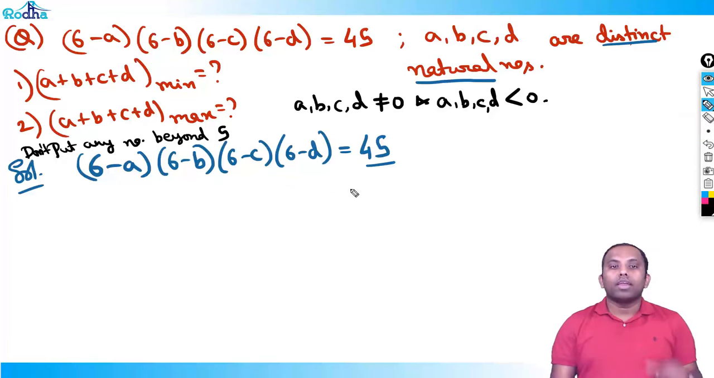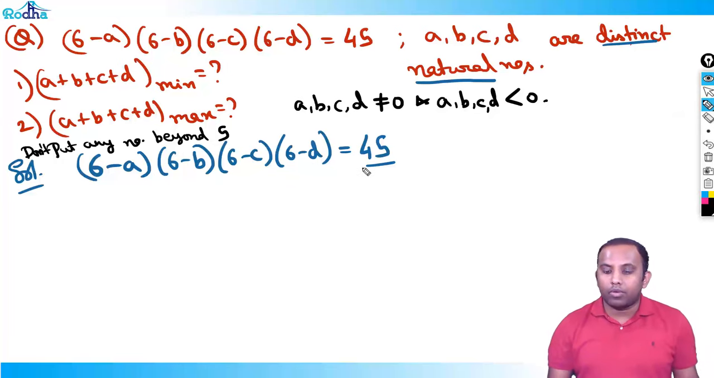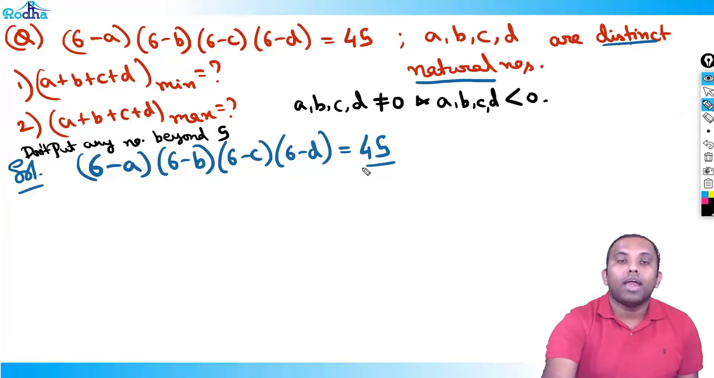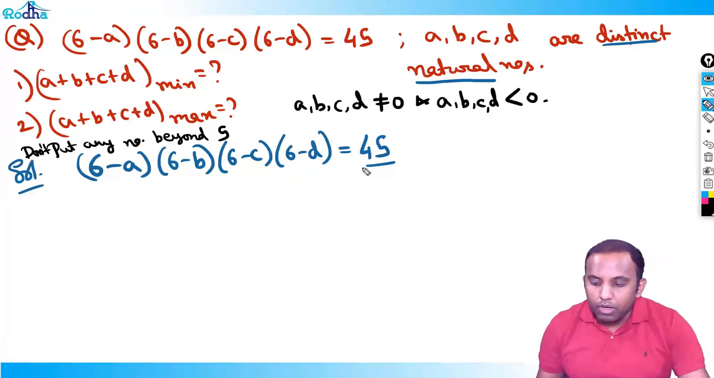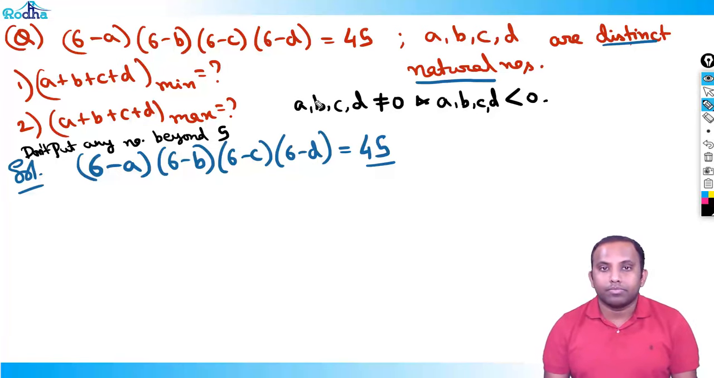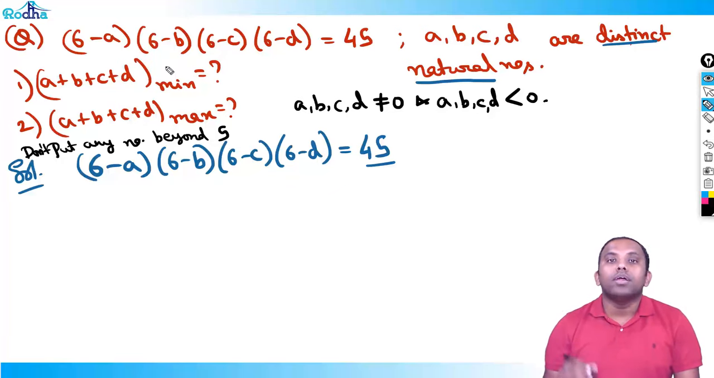Now, for the minimum value, you have to find the minimum value. What is the minimum value? Numbers will be equal or as close as possible. As the product is constant, the sum is minimum when numbers are equal or as close as possible. A simple thing, right? So try to get the numbers as close as possible for the minimum value.